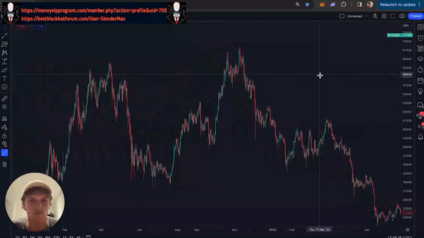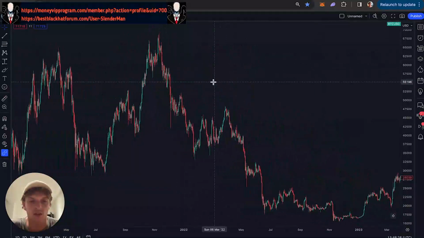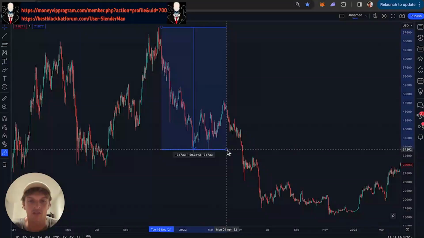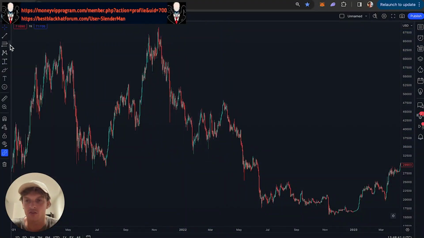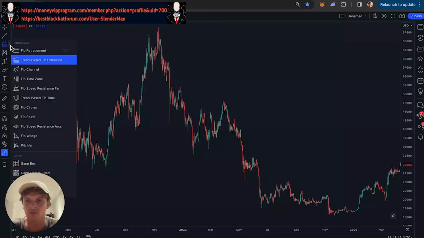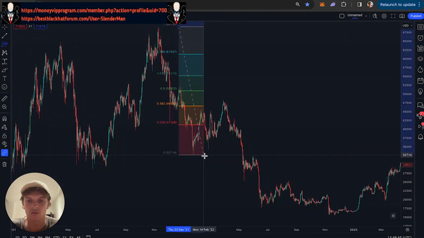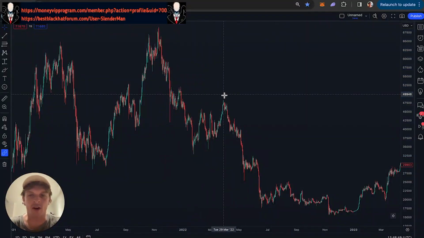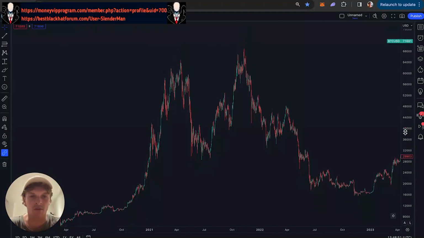So, okay, this is the bear market. So, let's have a look. Draw it from here to here. It's like a 50% decline. Let's do the fib retracement. Okay, it got up to almost the 0.5. That's probably not a great example.